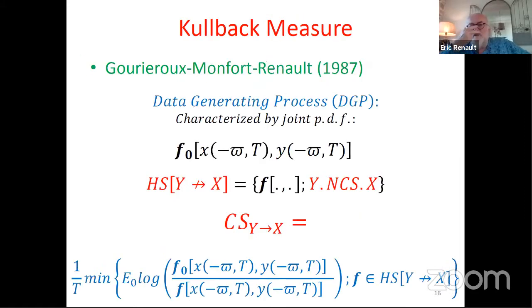It is something we have done with Gouriéroux and Monfort. You say, look, I have this joint density function. I put a 0 to say it is the true one, the data generating process. And now I have a set of density functions where Y will not cause X. What I'm doing is looking at the Kullback distance between the true one, the DGP, and any possible F where there is non-causality. I'm minimizing this distance over F. Basically, it gives me the distance between my observed process and the non-causality assumption. So it is a measure of causality.